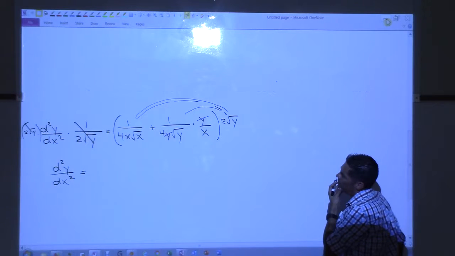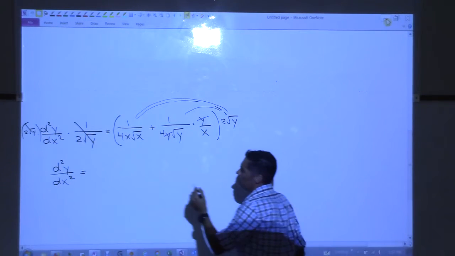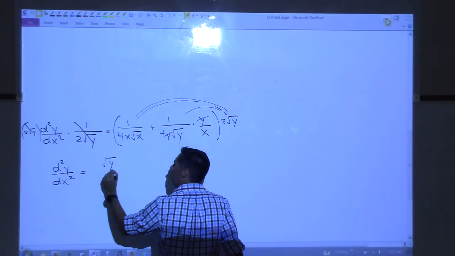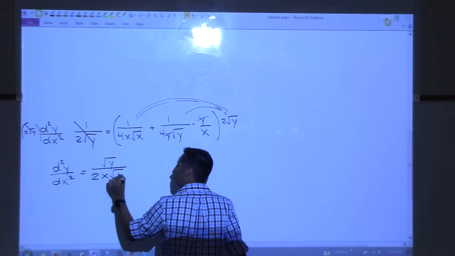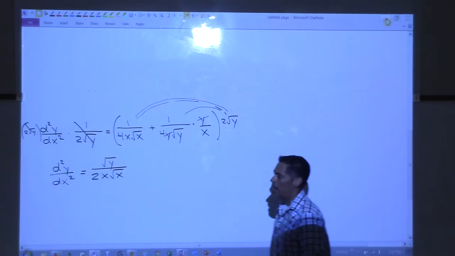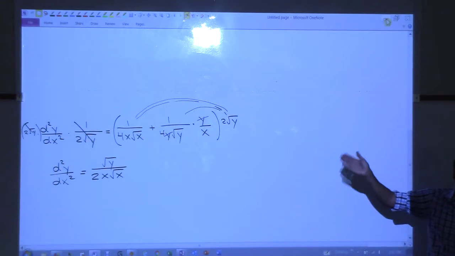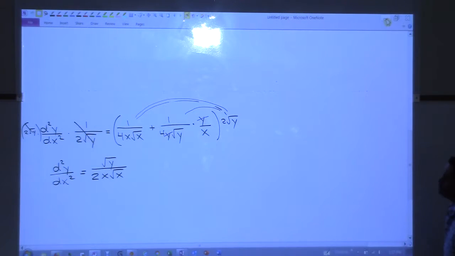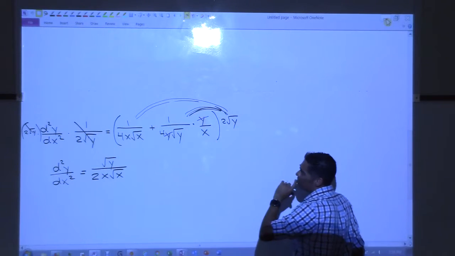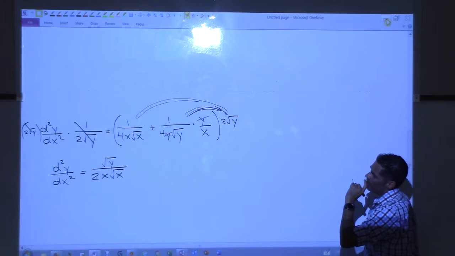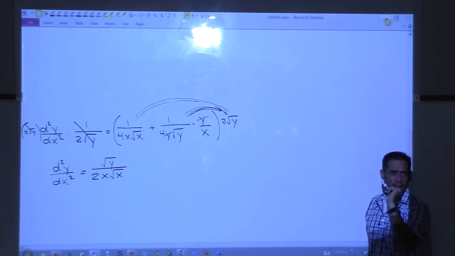Root y over 2x root x. All right, that's what happens there. The 2 and the 4 reduce, okay? Now when we do this over to this one, the root y's are going to go away, aren't they? The root y's are going to go away.